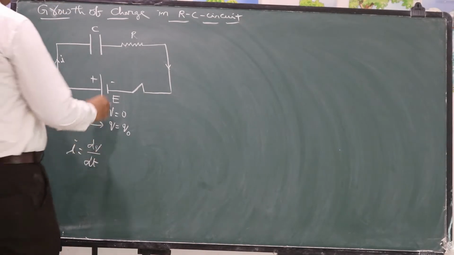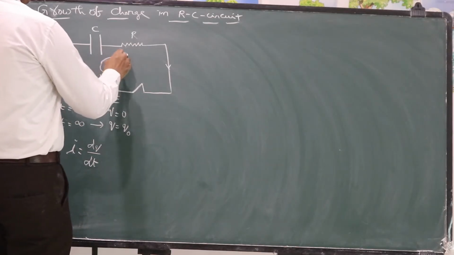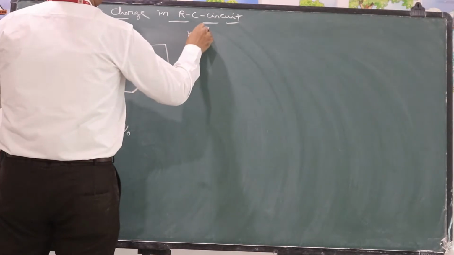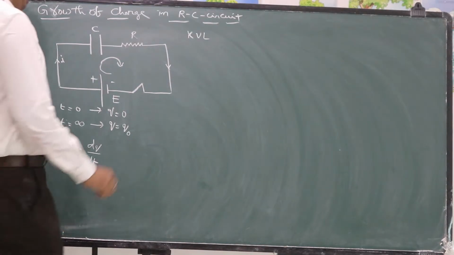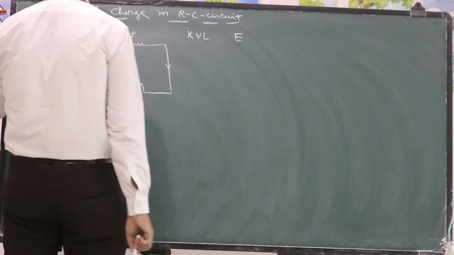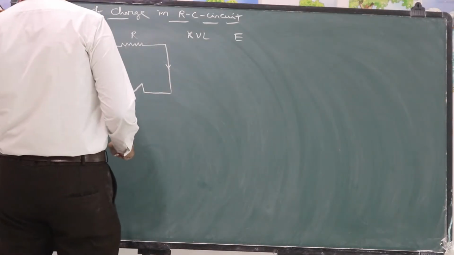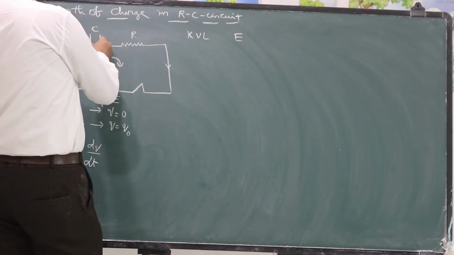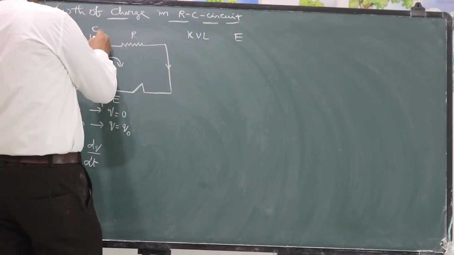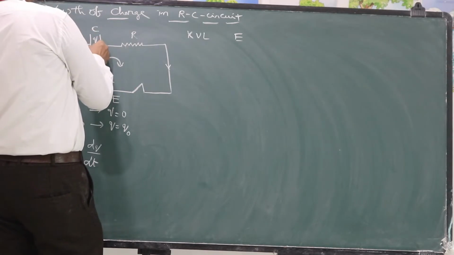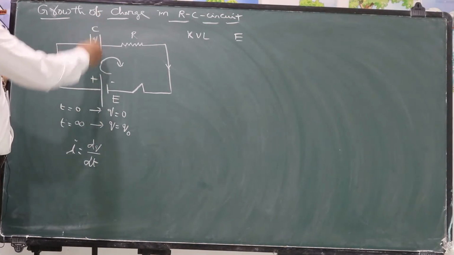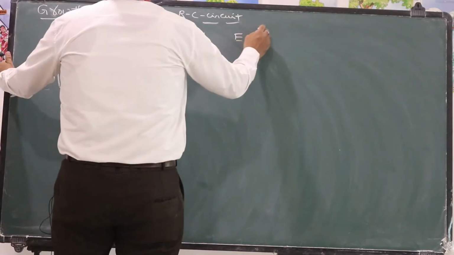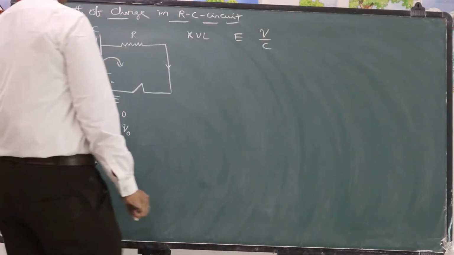If I apply KVL here, according to KVL, in a closed loop, the sum of all potentials must be equal to 0. So the potentials available in the loop are E, the EMF of the cell. After some time, some charge is deposited here. Q is the charge deposited after time t. So the potential developed here is V equal to Q by C after time t.